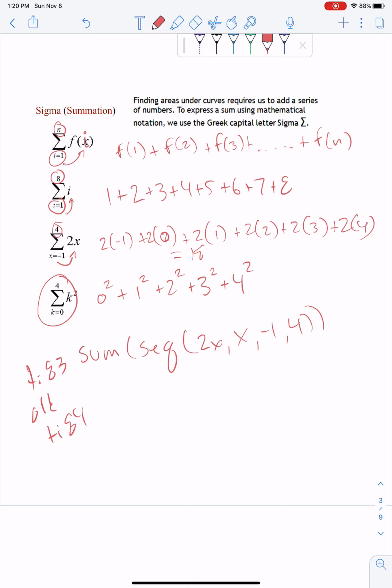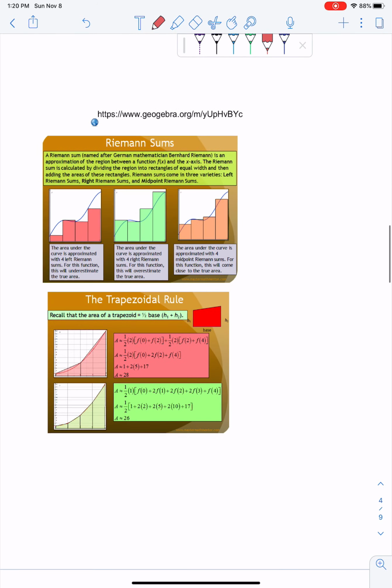All right, so again, not something that we're going to spend a lot of time on today, but it is something that I think it's important to remind you of because it's been a while. It's been a while since you've done summations. All right, back to calculus.